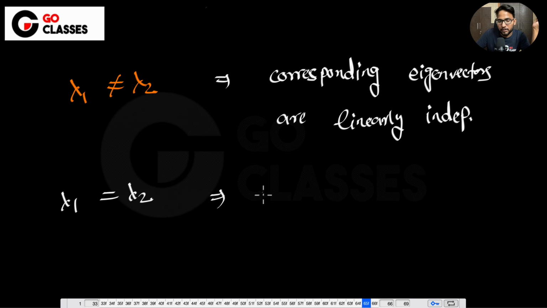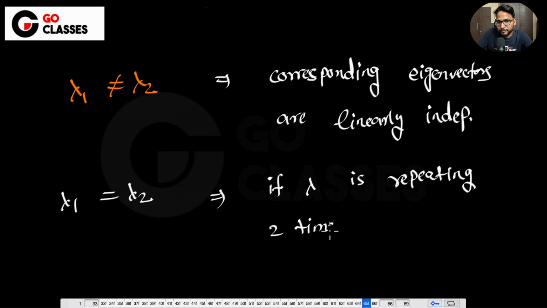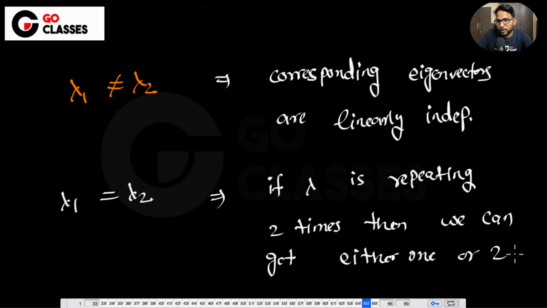Then, how should I write here? If lambda is repeating 2 times, then we can get either one or 2 linearly independent eigenvectors.